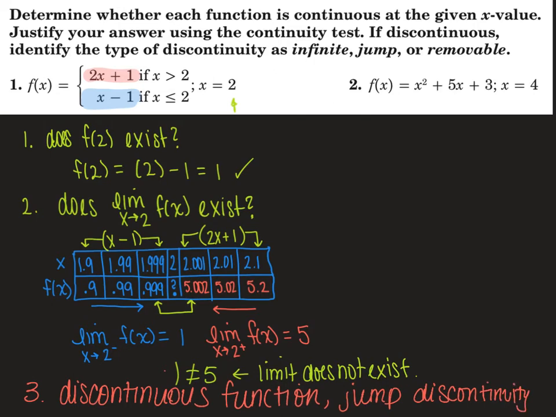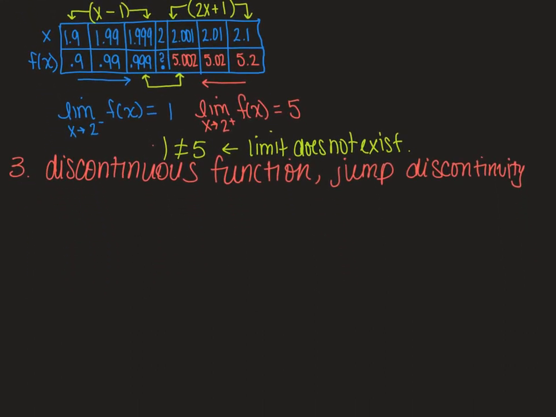Okay, so again, this is discontinuous, and I'm going to scroll this up so we can write why it was discontinuous. Okay, and that's because the limit did not exist. So remember, if you think back to those 3 things, you need to make sure that the function value exists, the limit exists, and that they equal each other. And this one clearly did not.